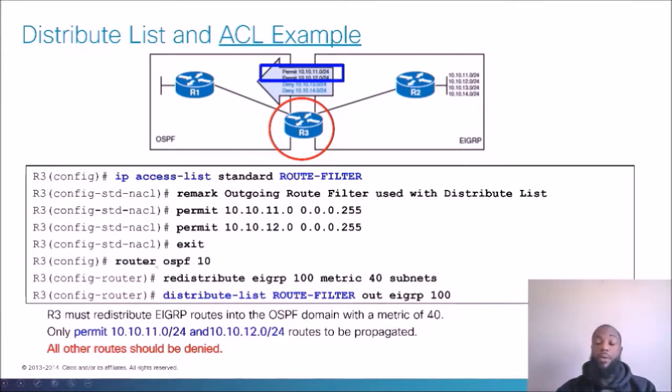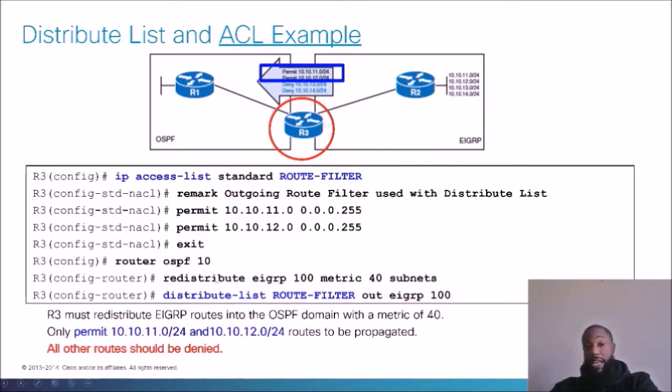Exit. Then you go to the router config mode. Choose the routing process. You could redistribute, which we haven't gone over yet. That's basically if you want to do OSPF to EIGRP or vice versa, or any other routing protocols. The important part that we're going to cover today is this right here in blue, distribute list.